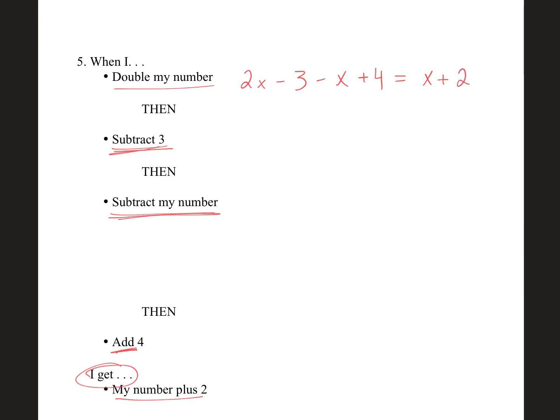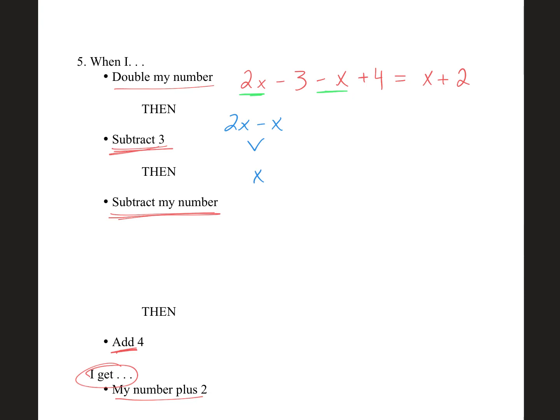So similar to the last problem, I can do a couple things with the left side of my equation to make it simpler by combining like terms. So I see I have an x term here and an x term here. So I have 2x minus x. Okay, 2x minus x is just 1x or just x.